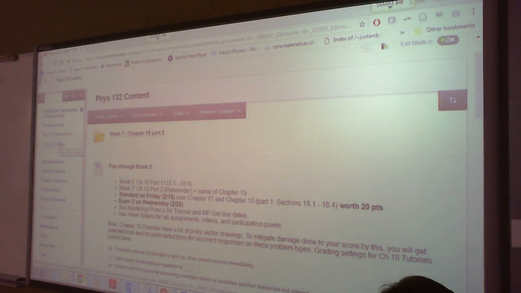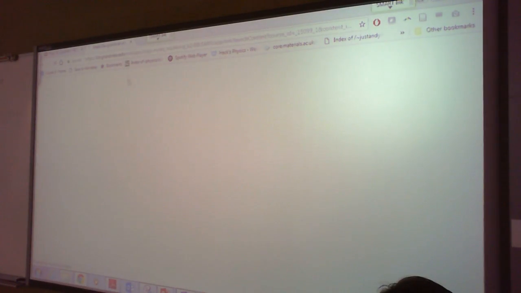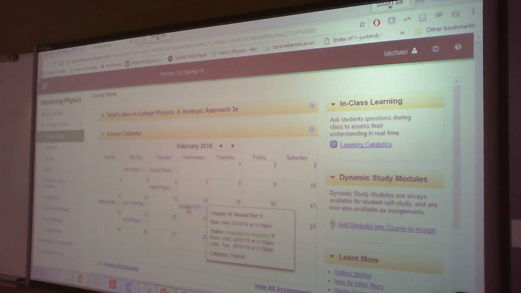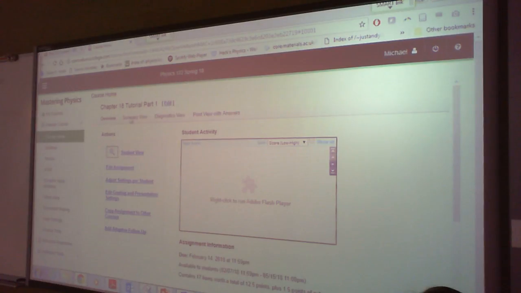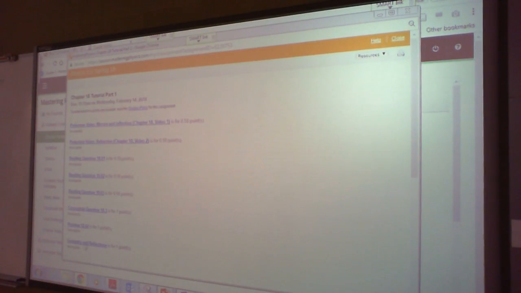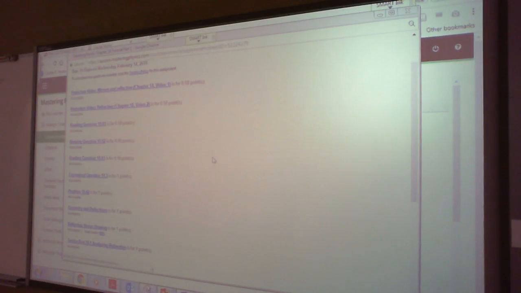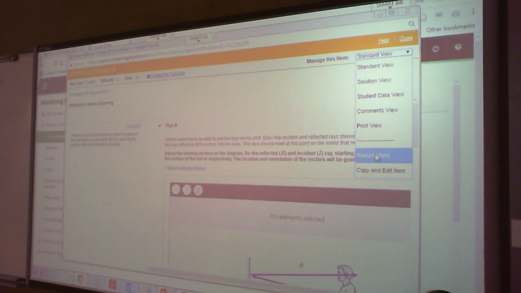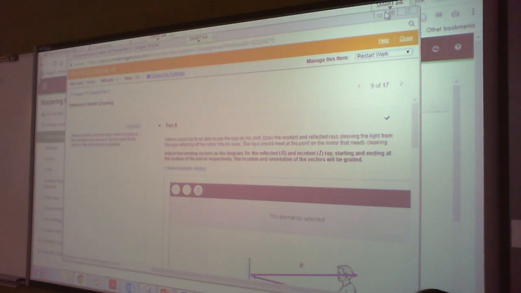There's more ray diagrams in chapter 18, part 2. But let's go ahead and open that one ray diagram up, and I'll show you how you can hopefully get through that. Okay, let me restart this.